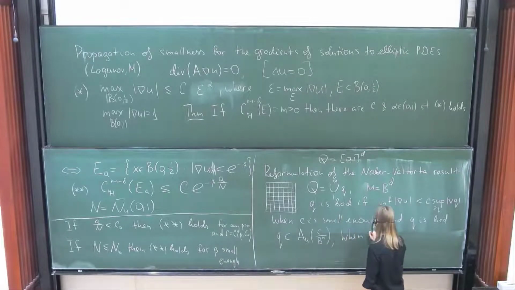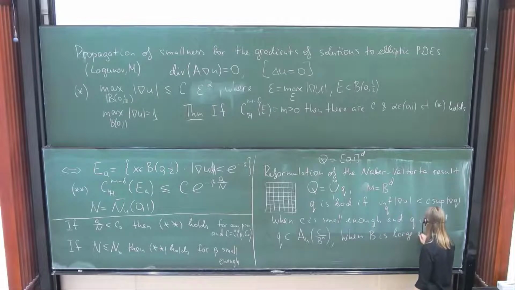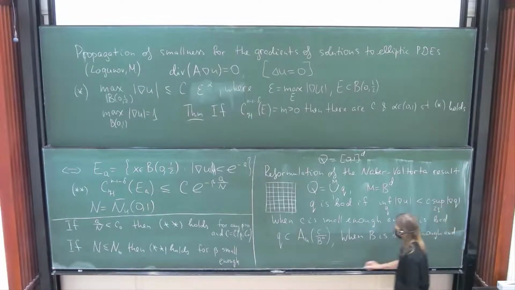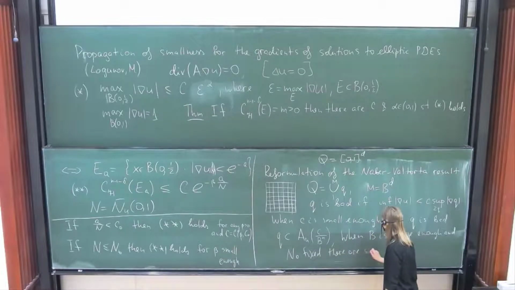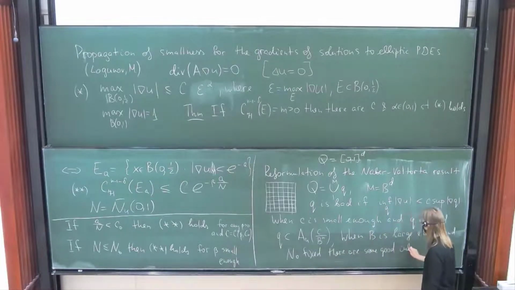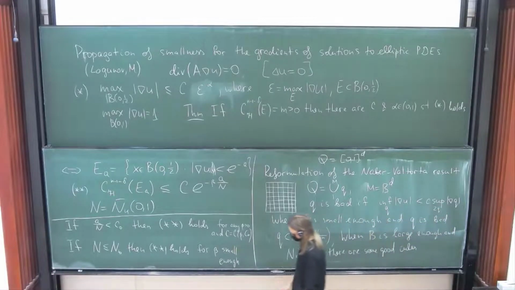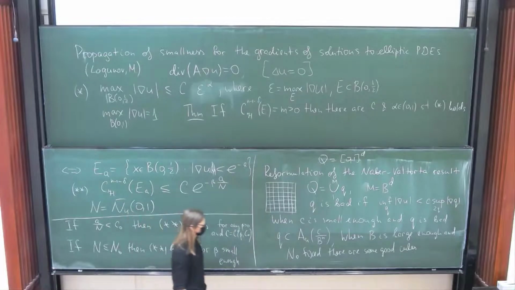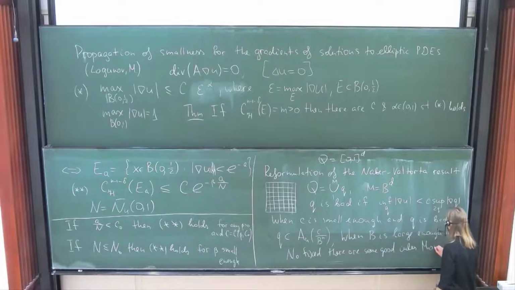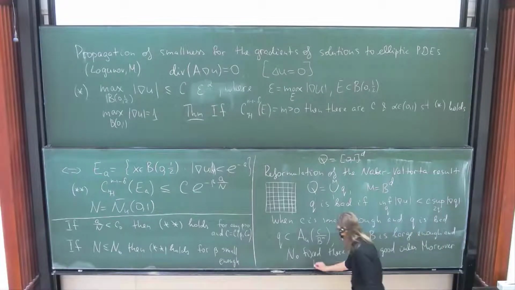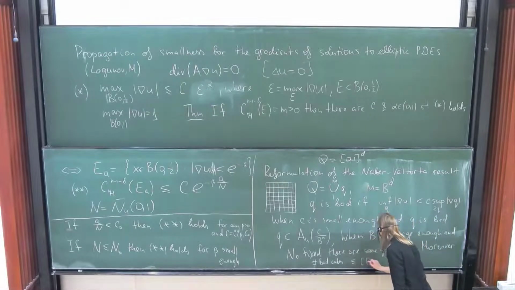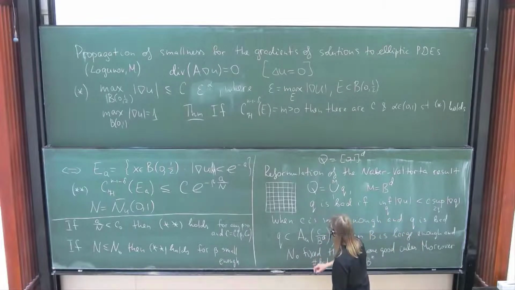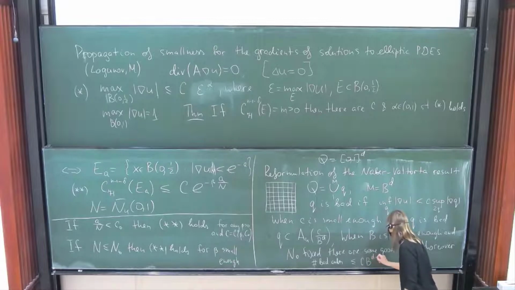when b is large enough and zero fixed, there are some good cubes. Moreover, the number of bad cubes is bounded by a constant b. Yeah, I decided that my dimension is d, so I should try to write it like that.